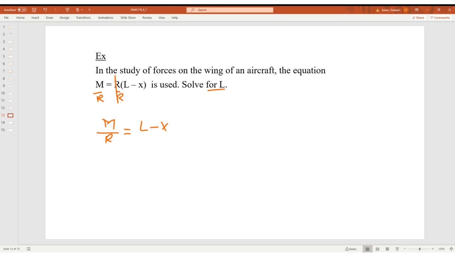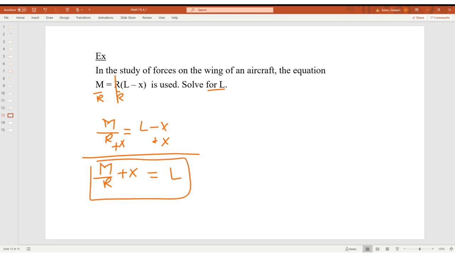So I have to undo subtraction. So I have to add x on both sides. Add x on both sides. So the left hand side becomes m over r plus x and equals L. So L is m over r plus x. So right away when you start dividing by r, it makes the problem simple.